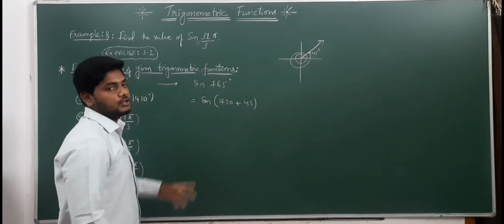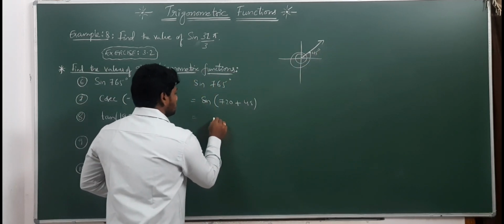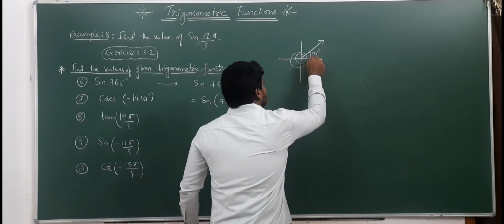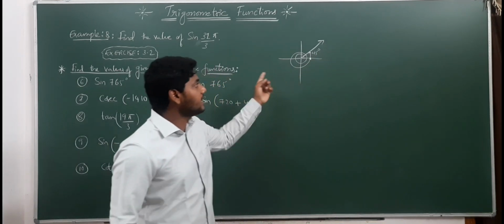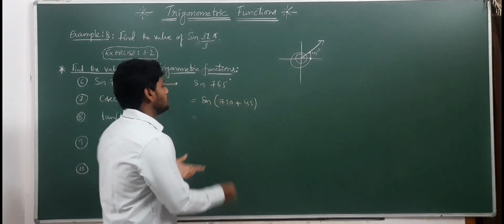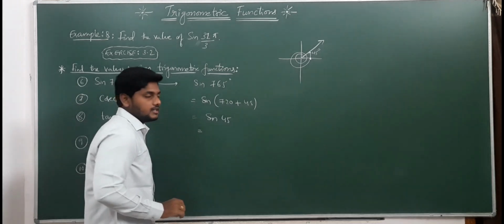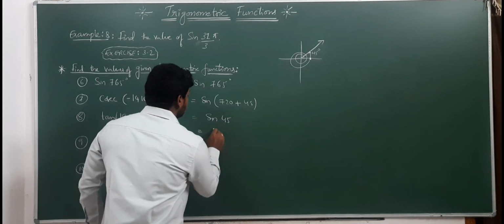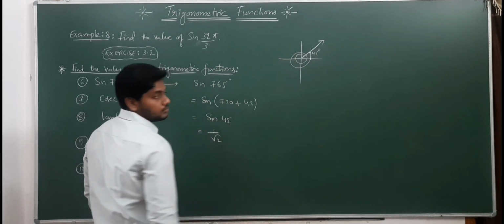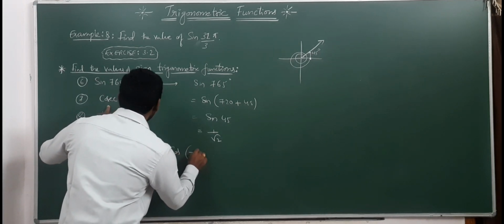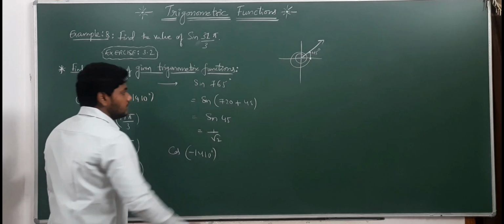First quadrant, sine is positive or not? Positive. And again 720 plus, nothing but here it stopped. From here, this is odd angle or even angle? Even angle. Even angle means function won't change. So it will become sine 45. Do you understand? Now what is the value of sine 45? It is 1 by root 2. Right?